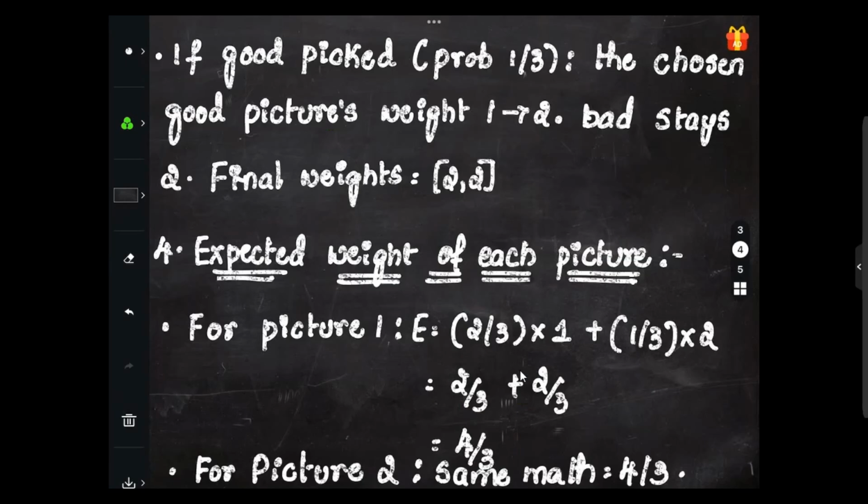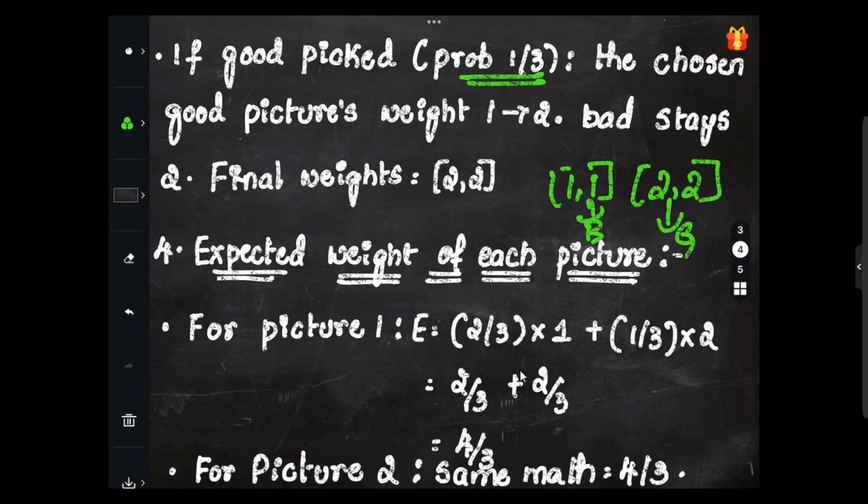If good is picked, right? So if good is picked, then probability we are choosing 1 by 3. So the chosen good picture would lead to 1 to 2, right? So bad stays 2 here, right? So the final weights would be 2 comma 2 instead of 1 comma 1, right? If we have picked bad, it would be 1 comma 1. If we have picked good, then it would be 2 comma 2 final weights, right?